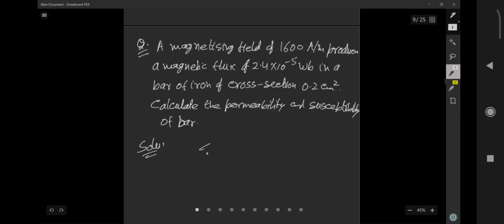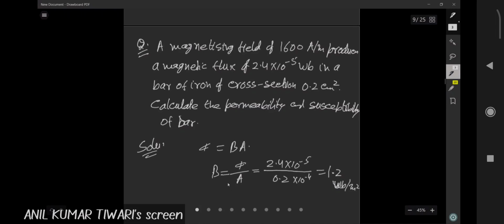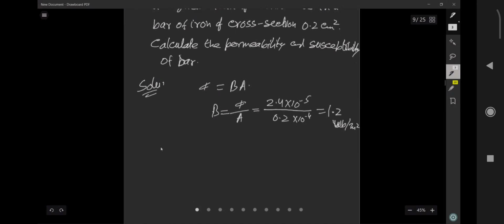We know very well that phi is equal to B into A. So a magnetizing field of this much produced a magnetic flux of this much. We have to get the value of B, phi by A. Phi was 2.4 into 10 to the power minus 5 divided by the area 0.2 into 10 to the power minus 4. Because it is in centimeter square, I have to convert it to meter square. It will be 1.2 Weber per meter square. This is the value of B.